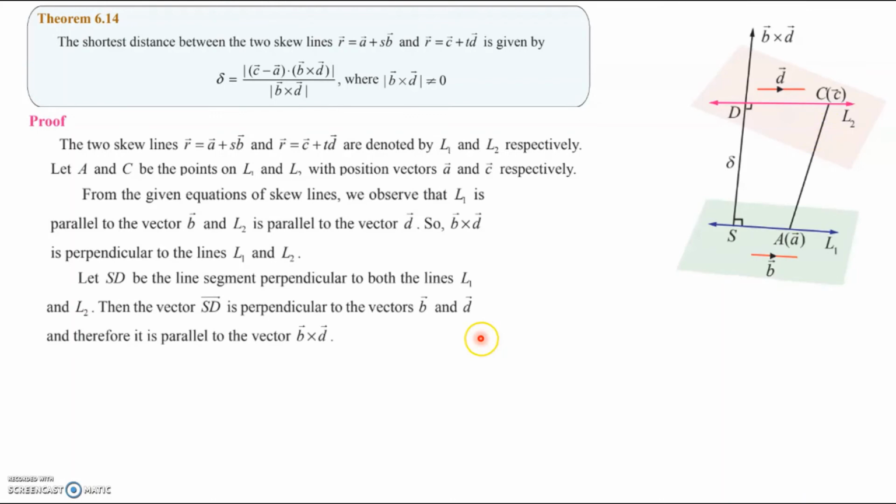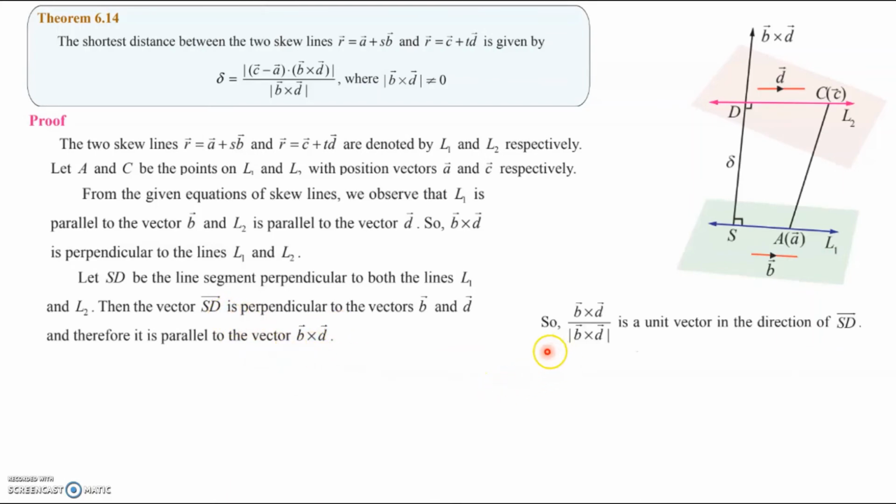Great. Next, let's draw a line segment SD. Let SD be the line segment perpendicular to both L1 and L2. Then the vector SD is perpendicular to the vectors B and D, and therefore it's parallel to the vector B cross product with D. I think that's simple. So let's proceed and define a unit vector for SD. The unit vector for SD can be defined as the cross product of B with D vector divided by its magnitude. I'm sure that you're familiar with finding the unit vector for any given vector. So that's the formula.